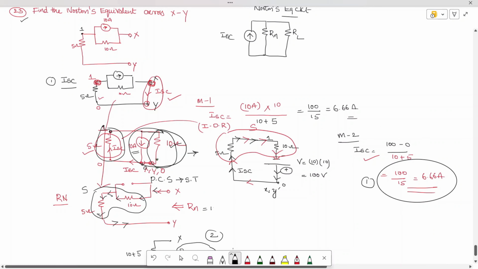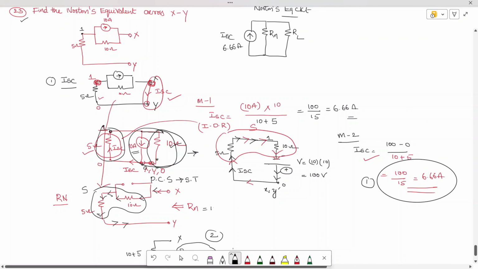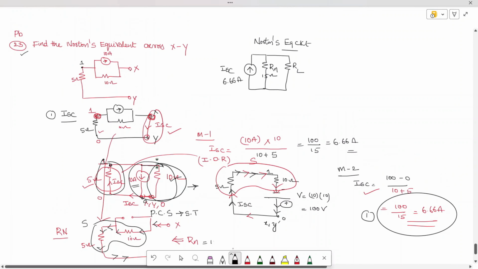Just substitute: the short circuit current carries 6.66 amperes, and the equivalent resistance is just 15 ohms. So we have successfully found the Norton's equivalent across nodes X and Y, and the load itself is not given in the problem, that's why we directly substituted. Hope you are able to understand the problem. I will repeat it for those who are unable to catch the logic.